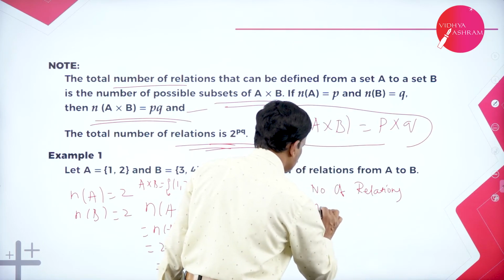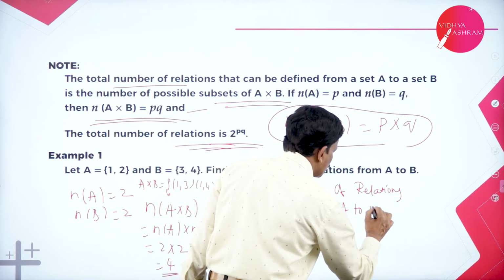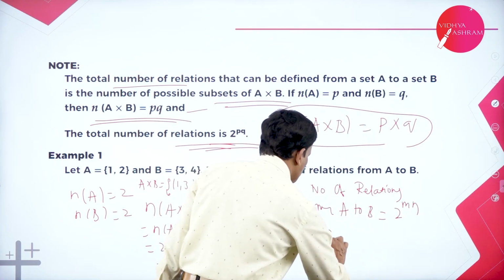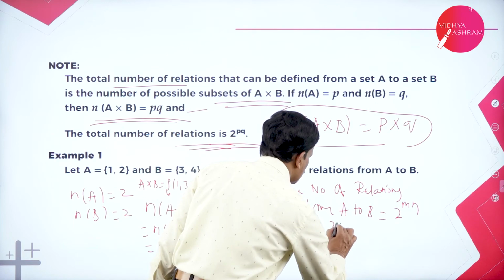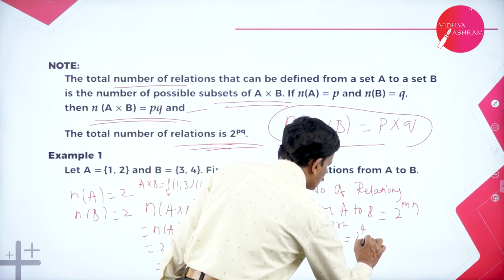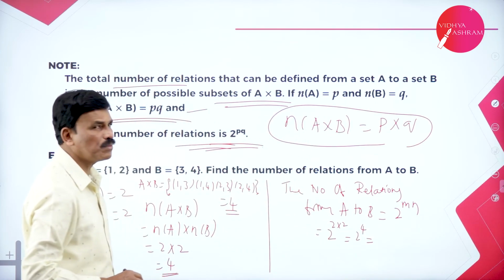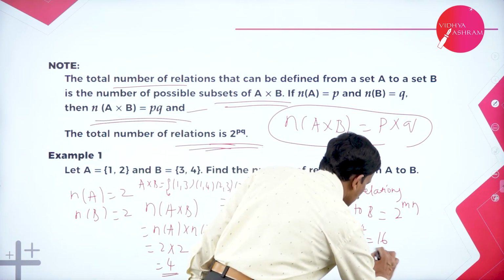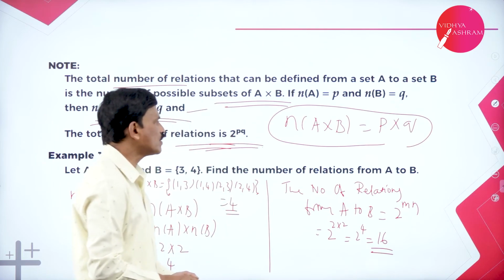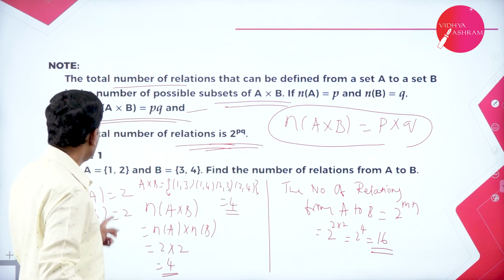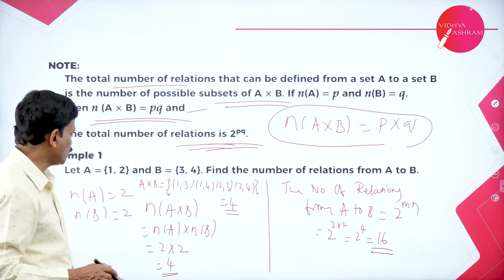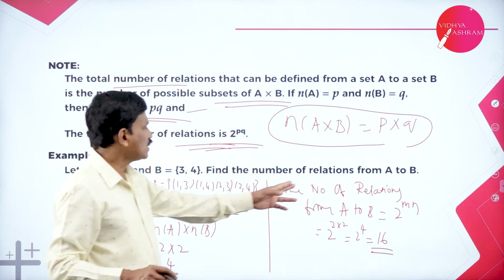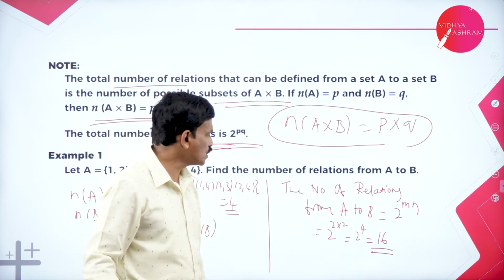The number of relations from A to B is given by 2 to the power of m into n. So m contains 2 elements and n contains 2 elements, 2 to the power of 4. 2 to the power of 4 means 2 to the 4, 4 to the 8, 8 to the 16, 16 relations we can write. The number of relations from A to B is 16 and the number of elements in A cross B we are going to write is 4. Number of elements in A cross B is 4, whereas the number of relations from A to B is 16.